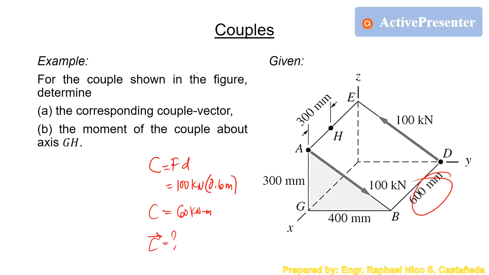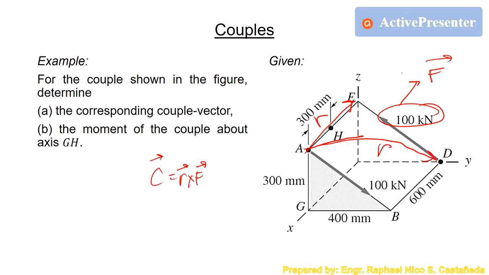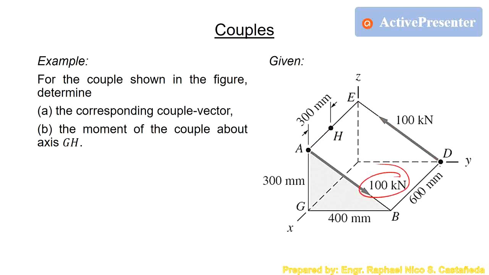To get the vector form, we need a formula which is C equals R cross F. If we use this as our F, we can use this as our R. But if we use this one as our F, we can select this one as our R, and we can also select this one as our R. So we have variations of choices in our solution, but in the end, we will get the same answer even though we will have different solutions in coming up with the answer.